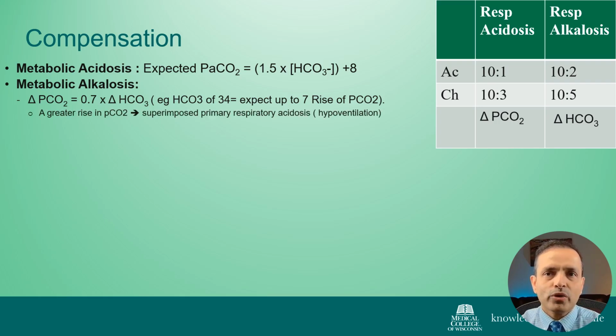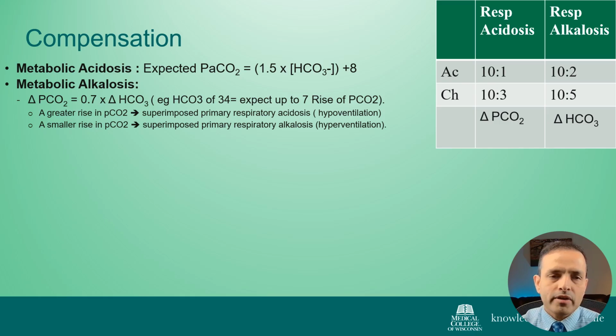If you have more than 7, a greater rise in PCO2, it tells you about hypoventilation and a primary superimposed respiratory acidosis. On the other hand, a smaller rise tells you about primary respiratory alkalosis. So that's how you calculate.